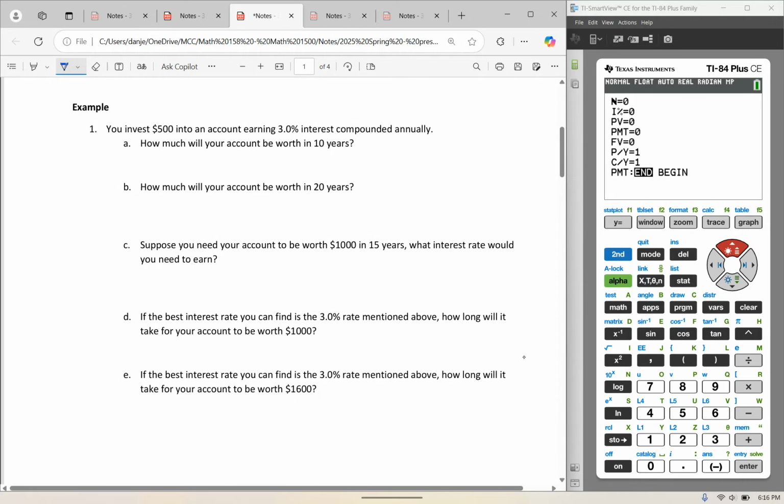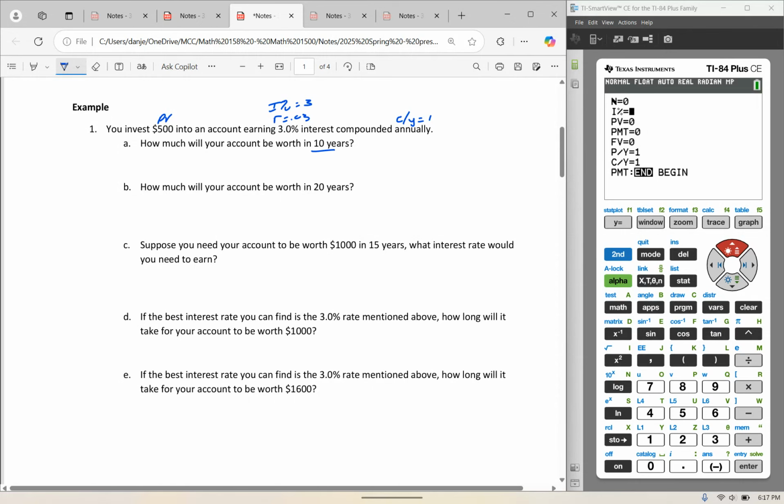So if I invest $500 into an account earning 3% interest, my present value is $500. My interest rate is 0.03, so my I percent is 3. Interest is compounded annually, so PY and CY both equal 1. How much will my account be worth in 10 years?